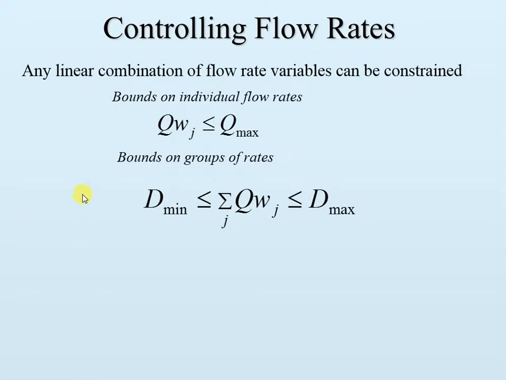One other type of constraint that's worth mentioning at this juncture is bounds on flow rates. So we may have individual flow rate bounds, upper bounds on pumping rates, withdrawal rates, and we may have bounds on groups of rates. For example, if this is a water supply situation, we might have a minimum demand that must be met by the summation of pumping rates, or a maximum that cannot be exceeded.